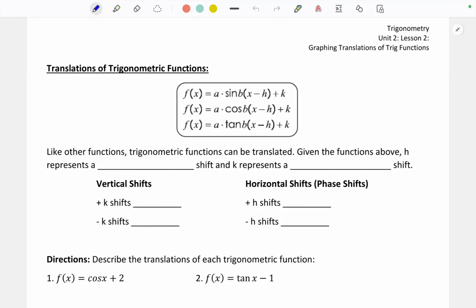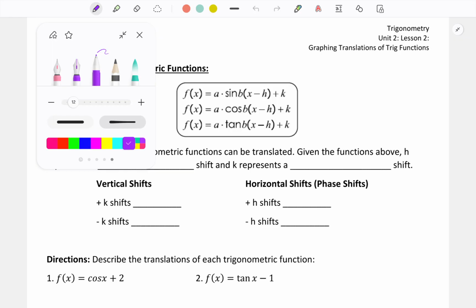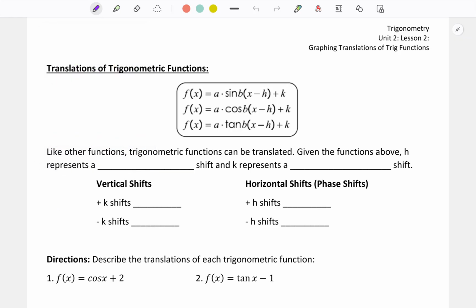For this lesson, we will still be graphing our trig functions, but we will be looking at translations. So remember your translation rules from Algebra 2. The main ones we're going to be looking at are the horizontal and vertical shift. Like other functions, trig functions can be translated given the functions above.